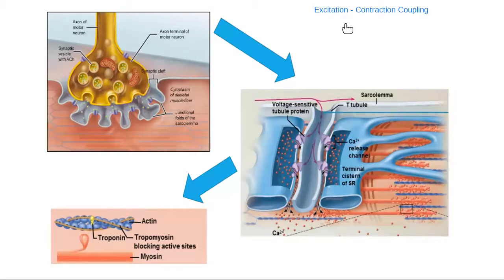Excitation-contraction coupling: a neuron talks to a muscle cell and the muscle cell contracts. That's all that excitation-contraction coupling means. The way that this process works is a neuron spits out neurotransmitters. Remember, we talked about those neurotransmitters, right? They're called acetylcholine. ACH is the abbreviation. We spit out those neurotransmitters.